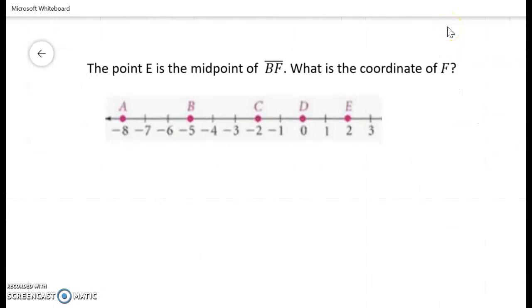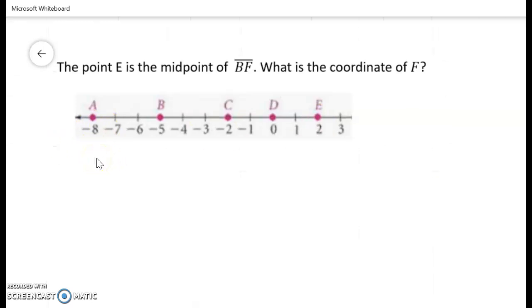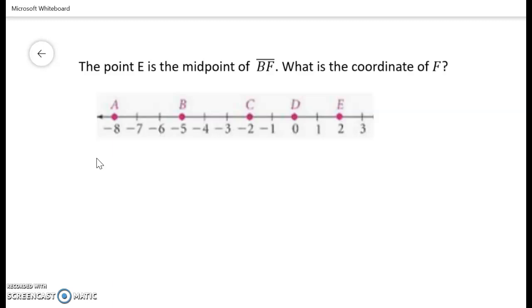Finally, it says the point E is the midpoint of BF, and then it asks what the coordinate of F is. Okay. Now, F is not on here. E is the midpoint of BF, so that means E and B are connected. The question I always need to answer is, what side is F on? Is it on the left side or is it on the right side?